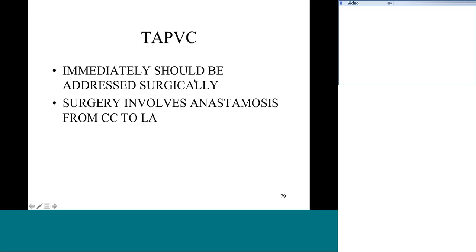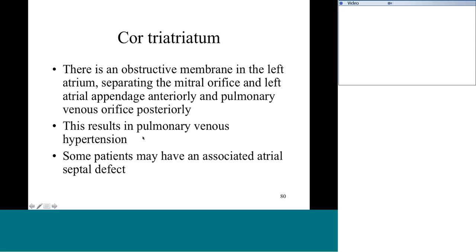TAPVC should be addressed surgically immediately, and surgery involves anastomosis of the pulmonary veins to the left atrium. Now coming to the rarer varieties, triatriatum. This is an obstructive membrane in the left atrium which separates the mitral valve, mitral orifice and left atrial appendage anteriorly and the pulmonary veins posteriorly. This results in severe pulmonary venous hypertension.